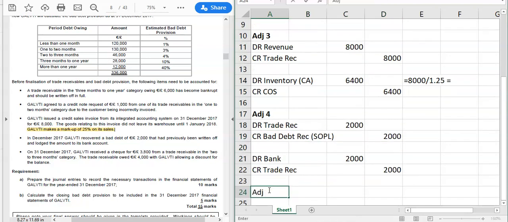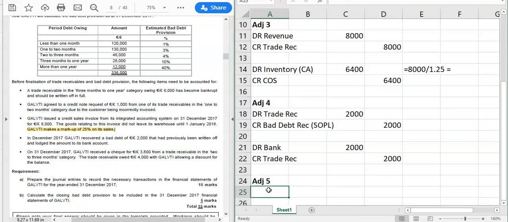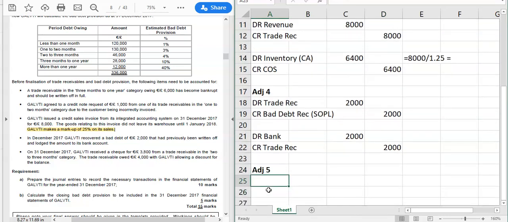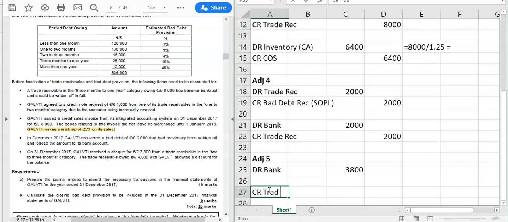And last but not least, in adjustment 5, here you're told at the end of the year, Galvity received a check of 3.8 from a trade receivable in the 2 to 3 months category. Receivable owed 4,000, allowing for a discount. So you're trying to do a combination here. To start with the easy one, you're going to debit bank, and that's going to be 3.8. That's how much you got in from the settlement. And you're also going to credit trade receivables 4,000. You said they've paid it completely, gotten it off.